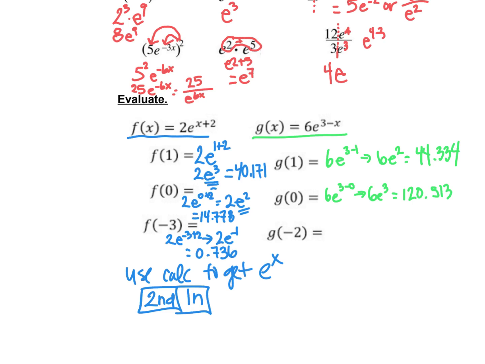And then g of negative 2. So g of negative 2 power, 6e to the 3. Be careful here because it's a 3 minus x, so we have to have 3 minus negative 2, which makes plus 2. So that gives us 6e to the 5th power, right? So that's going to give us a big number when we plug it in our calculator. Second, ln 5 times 6, which equals giant 890.479.